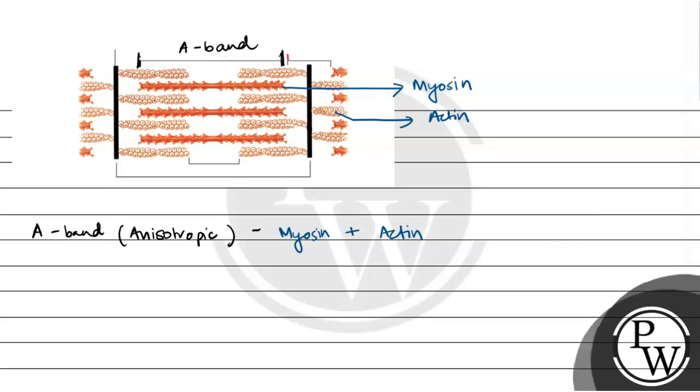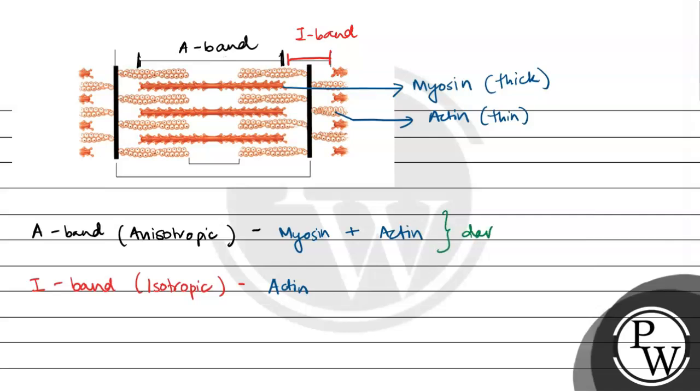The second is the I band, जो यहाँ से यहाँ तक lie करता है. This is called the I band or the isotropic band. The isotropic band is only composed of actin filaments, and since it is only composed of actin filaments जो thin होते हैं, myosin thick होते हैं, therefore I band appears light. जो dark bands होते हैं, they are basically the A bands. A bands are darker and I bands are lighter.